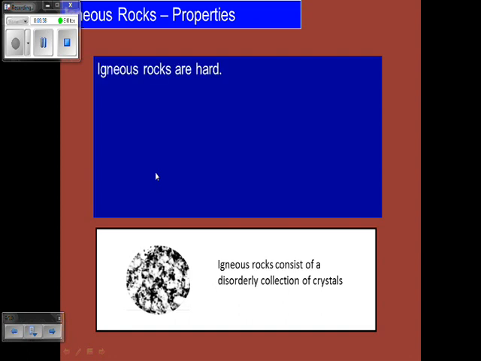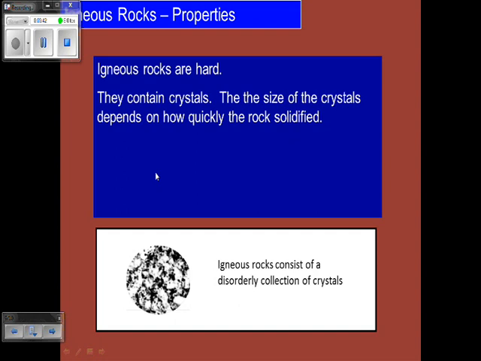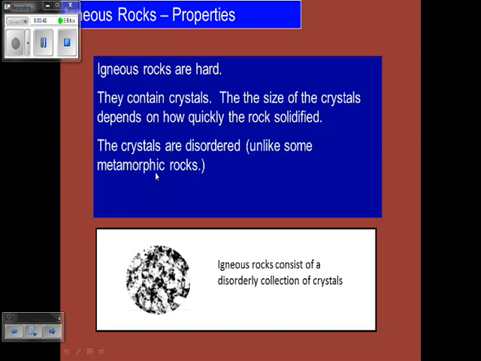So, igneous rocks, they're hard. They consist of crystals. The size of the crystal depends on how quickly the rock has solidified. The crystals are disorderly, unlike some metamorphic rocks, we're going to come on to those in the next few lessons. And they never ever contain fossils. That's important. We're going to be looking at that in the next few lessons as well.